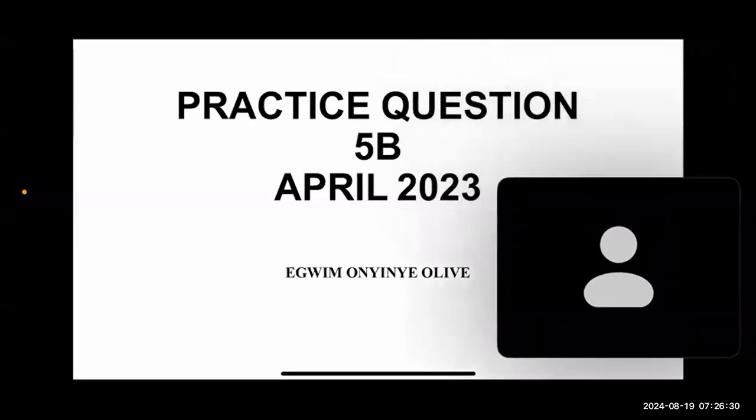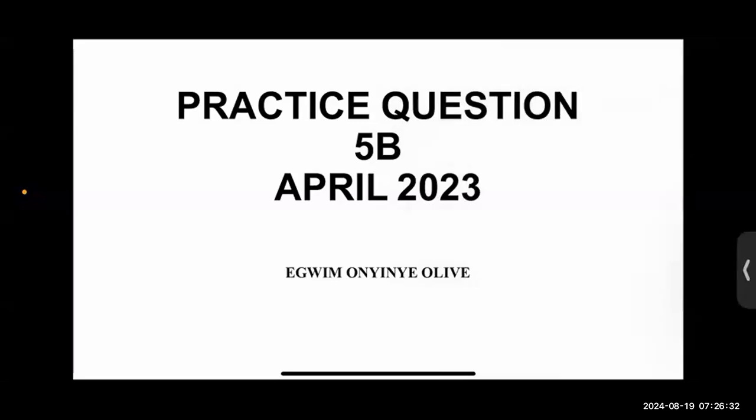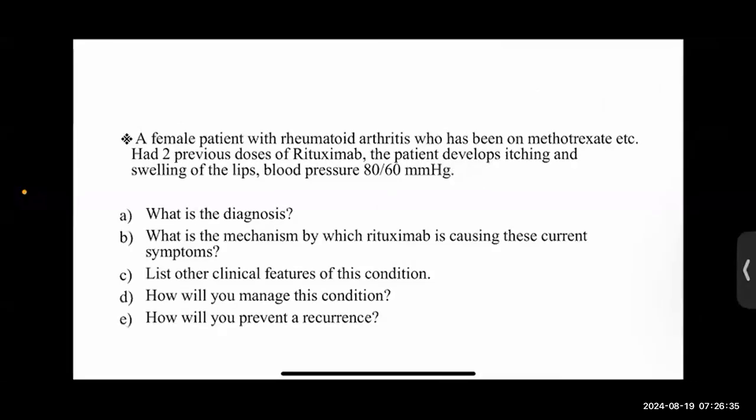Today I'll be presenting practice question 5B. The question is: a female patient with rheumatoid arthritis who has been on methotrexate and other medication has received 2 previous doses of rituximab, and the patient develops itching and swelling of the lips, and also had a blood pressure of 80/60 millimeters of mercury. Question A: what is the diagnosis? B: what is the mechanism by which rituximab is causing these current symptoms? C: list other clinical features of this condition. D: how will you manage this condition? E: how will you prevent a recurrence?